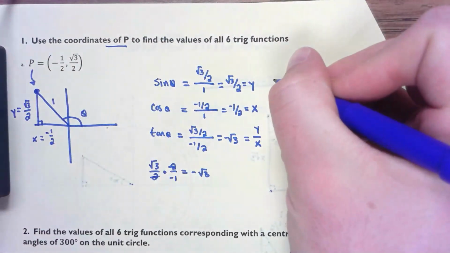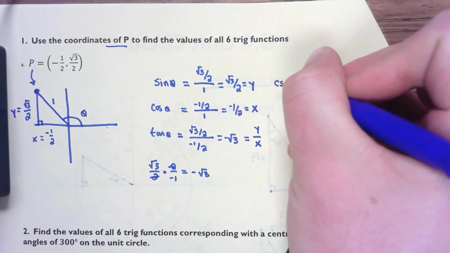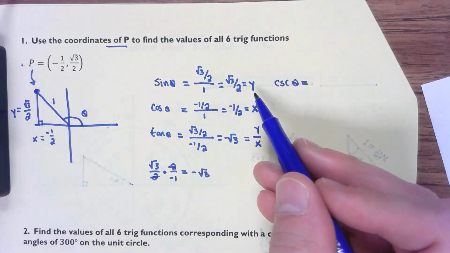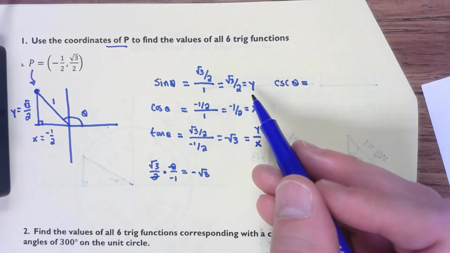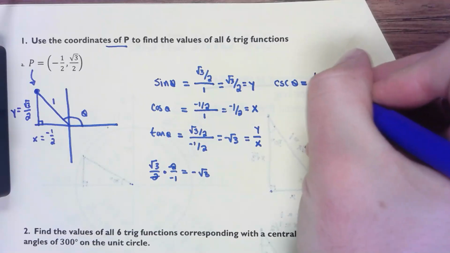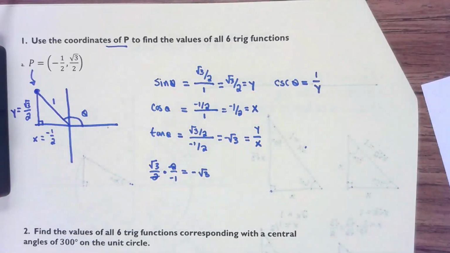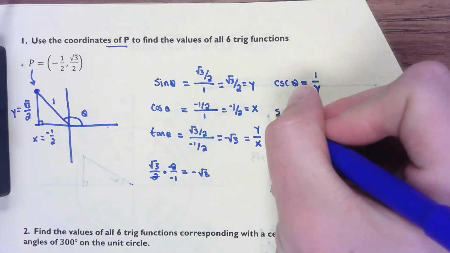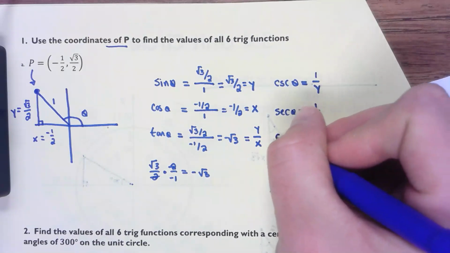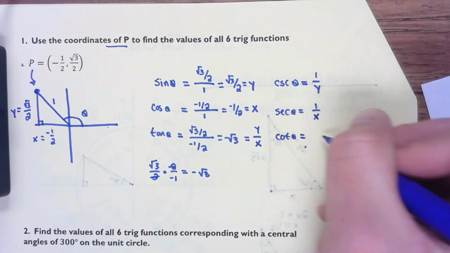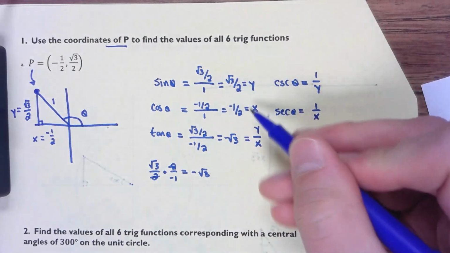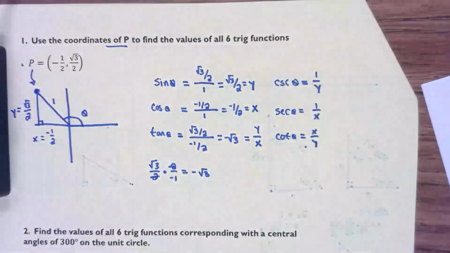Okay, now let's see the reciprocals. So cosecant of theta. Well, if sine is y, what would the reciprocal of y be? 1 over y, if I were to flip that. Secant of theta is 1 over x, and cotangent of theta is x over y. And all I'm getting those values from is taking the reciprocal of these coordinates here.